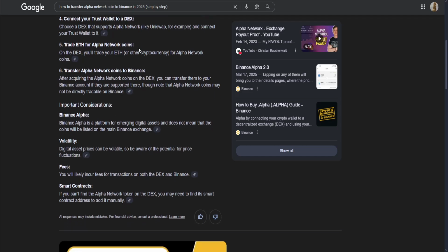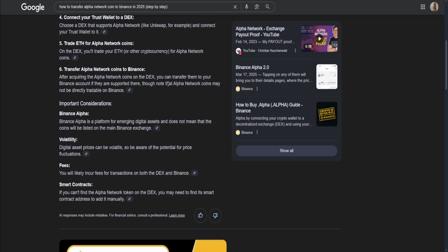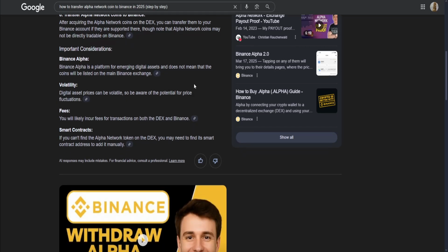Then lastly, transfer the Alpha Network coins to Binance. So after acquiring the Alpha Network coins on the DEX, you can transfer them to your Binance account, if they are supported there. It's important to note that Alpha Network coins may not be directly tradable on Binance. And here are some important considerations.